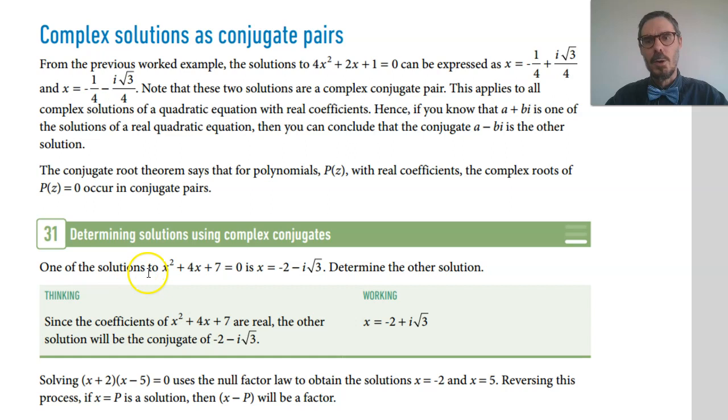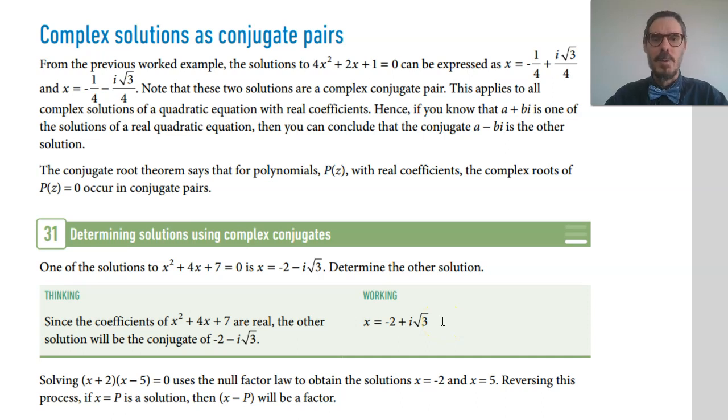So, if I know that one of the solutions to this equation is -2 minus i root 3, in fact, I don't even care what the equation is. If I know that this is one of the solutions, and I know it's a quadratic equation with real coefficients, then I automatically know that the other solution is the same as this, except it's a complex conjugate. It's got a plus instead of a minus. So the other solution is just -2 plus i root 3.